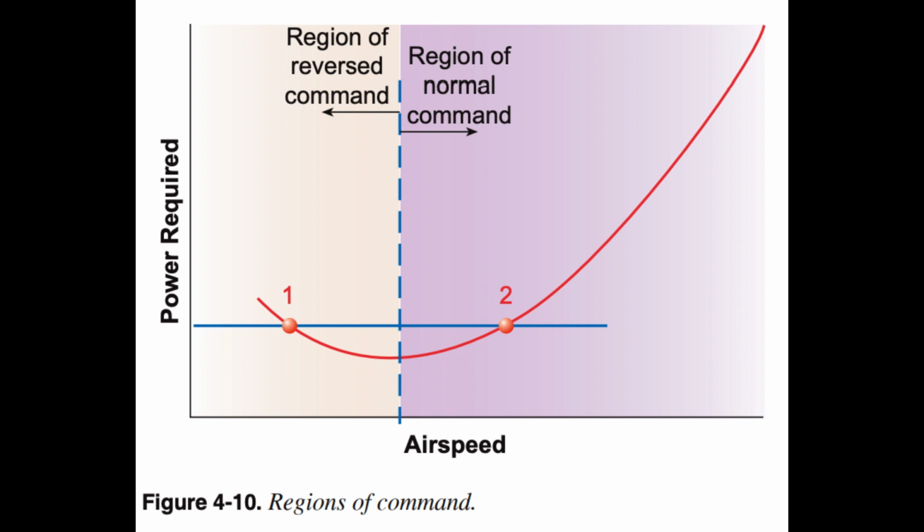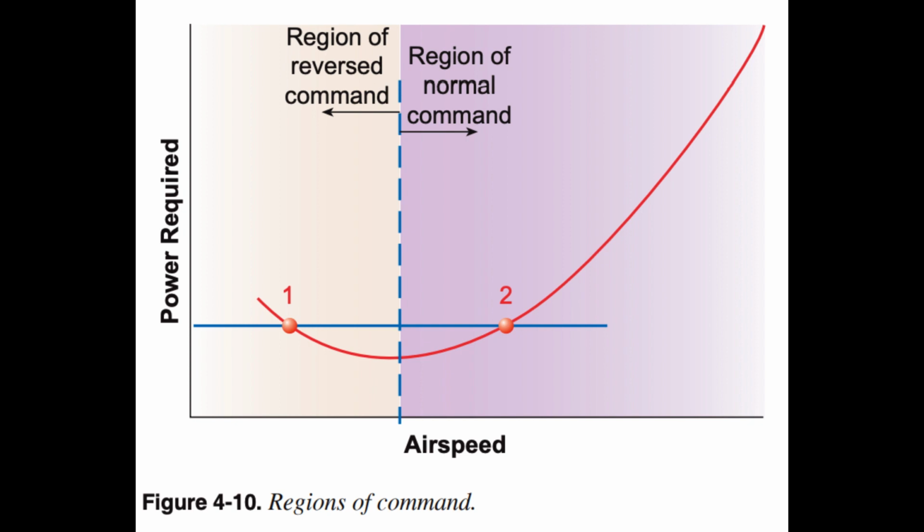Control characteristics. Most flying is conducted in the region of normal command, for example, cruise, climb, and maneuvers. The region of reversed command may be encountered in the slow-speed phases of flight during takeoff and landing. However, for most general aviation aircraft, this region is very small and is below normal approach speeds.